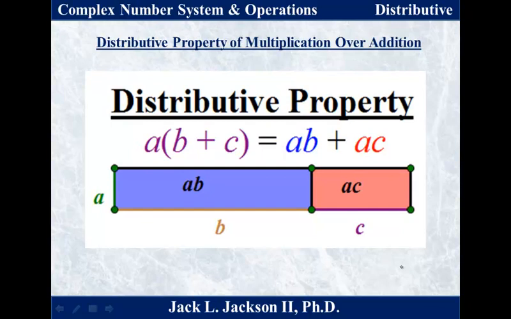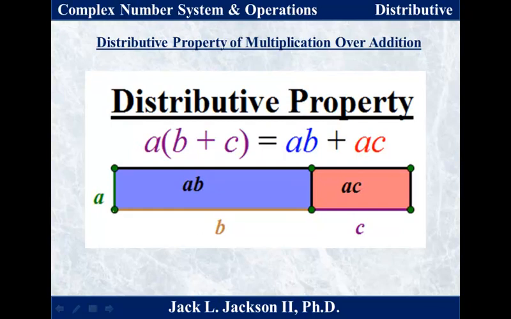So here's our picture here. It doesn't really matter how long this is, any length we have here for B. This first blue rectangle on the left is A tall and B wide. So it's A times B. The rectangle on the right is A tall and C wide. Again, it doesn't really matter how tall A is or how wide C is, it's still A times C. So the total is A times B plus A times C.